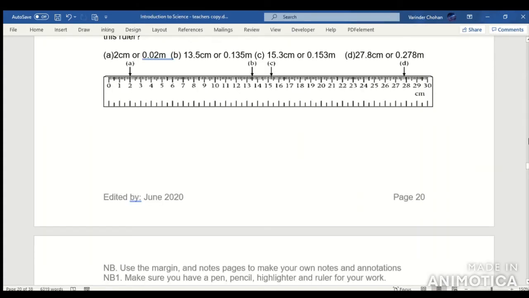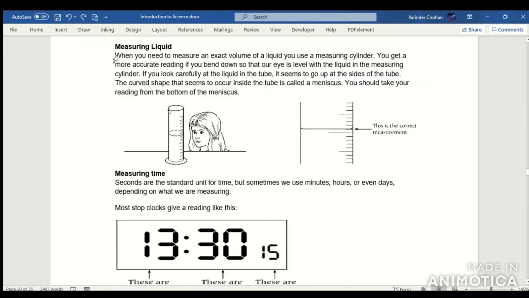A is 2 centimeters or 0.02 meters. B is 13.5 centimeters or 0.135 meters. C is 15.3 centimeters or 0.153 meters. D is 27.8 centimeters or 0.278 meters.